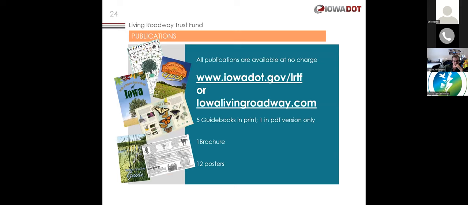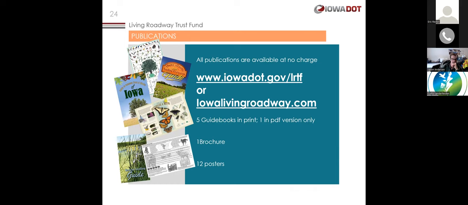And then as mentioned, LRTF has a number of great publications out there. These are all available at no charge. Just visit the LRTF website to order. There are 5 guidebooks and a number of posters available. The website order form limits you to 6, but if you want more, just put in the comments on the order block at the bottom of the website how many you want. We can coordinate that.